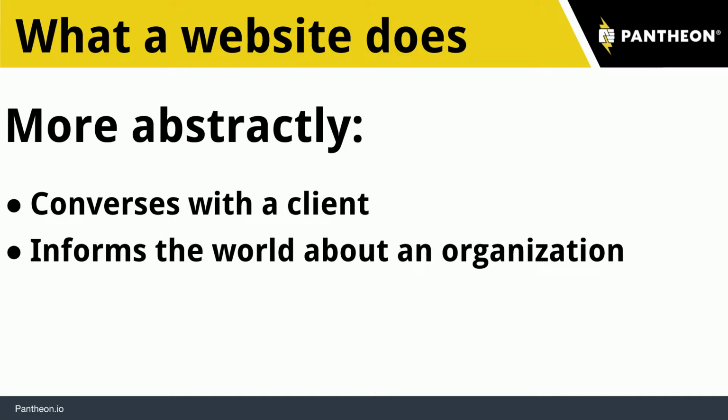More abstractly as well, a website is informing the world about an organization. A website for a nonprofit is informing the world about that nonprofit organization. A website for a store is informing the world about that store. And if that organization has difficulty informing the world in general about what it does, why it does it in a fast, concise way, it's probably going to have difficulty informing the world about what it does on the internet. If a store has difficulty selling products in an efficient manner in the real world, in their physical stores, the odds are good that they're going to have a difficult time efficiently selling their goods on the internet.